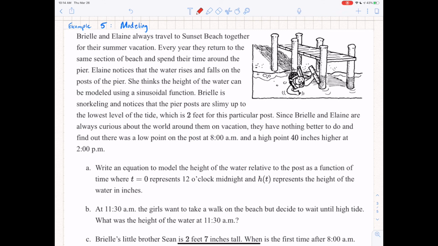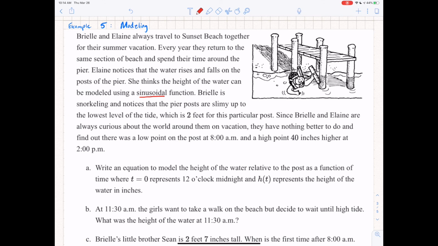All right, so just to read through this, Burrell and Elaine always travel to Sunset Beach together for their summer vacation. Every year, they return to the same section of beach and spend their time around the pier. Elaine notices that the water rises and falls on the posts of the pier. She thinks that the height of the water can be modeled using a sinusoidal function. Now, this just means sine or cosine. Get ready because I'm going to start using this word a lot.